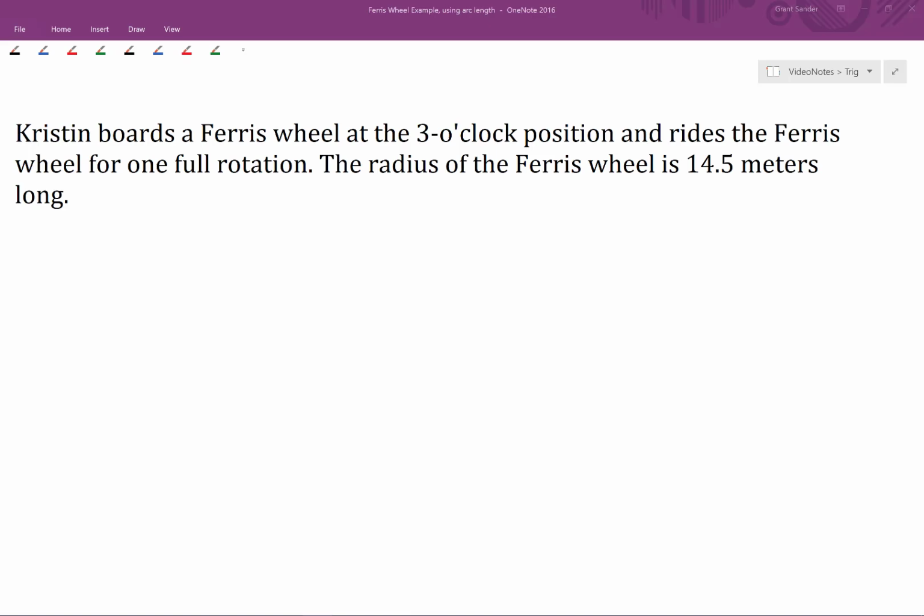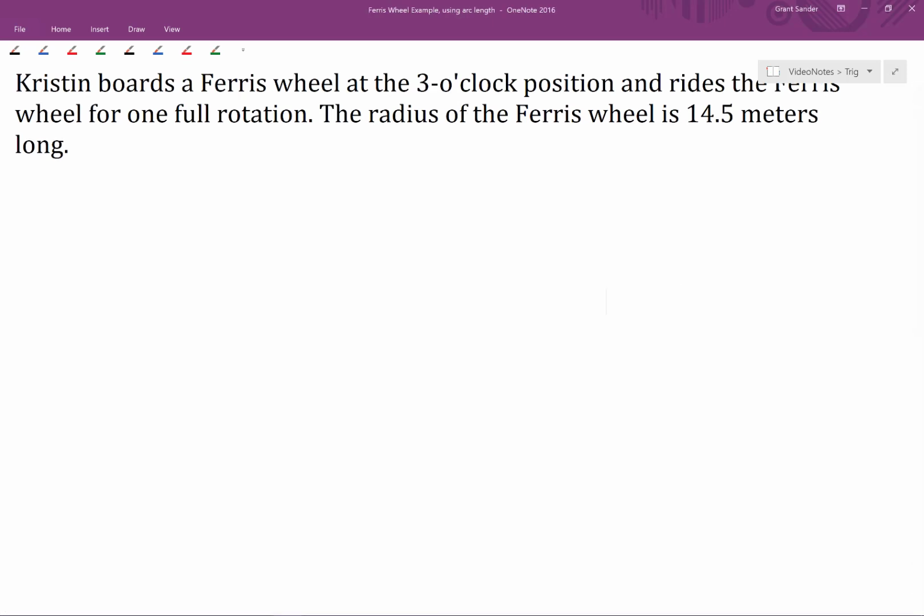Let's think about the sine function in the following context. Kristen boards a Ferris wheel at the 3 o'clock position and rides the Ferris wheel for 1 full rotation. The radius of the Ferris wheel is 14.5 meters long. So let's start by drawing a diagram of this.